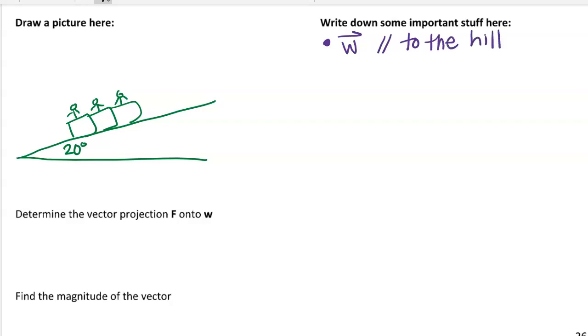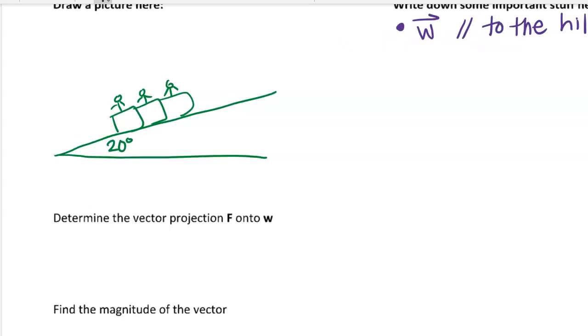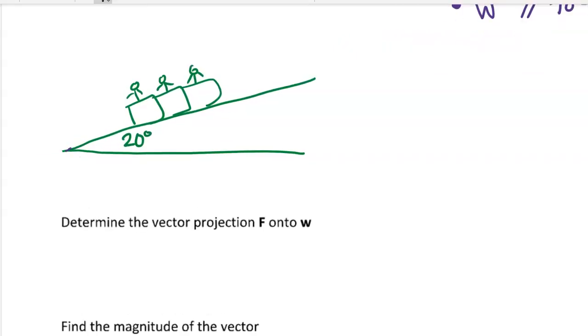So I have the hill drawn here, guys. Then it's parallel, it's this. By the way, guys, parallel vectors just have to go the same way. Does that make sense so far? They don't have to have the same magnitude. Are we clear on that piece? One goes this way, one goes this way, it's still parallel. It's just a different direction. So parallel means they have the same angle. So we'll call this W.